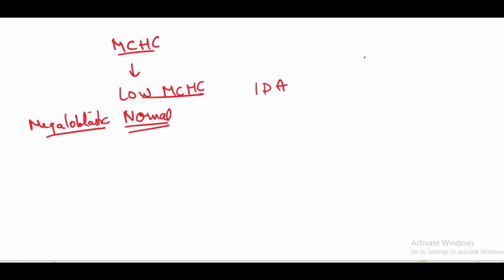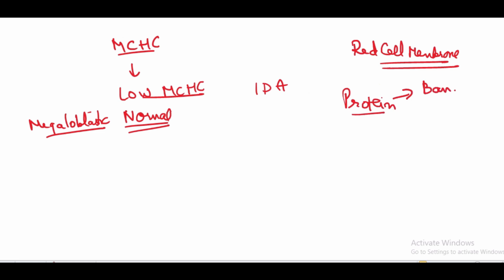Now, talking about the red cell membrane, we know the membrane has three layers: the outer protein layer, the middle lipid layer, and the inner protein layer. The proteins, remember, are band 3 protein, glycophorin, and spectrin.